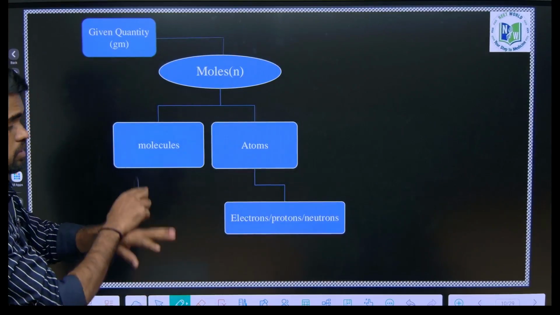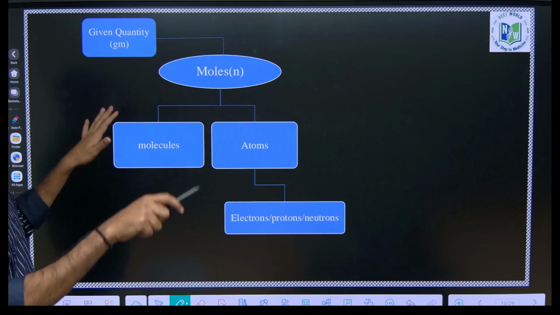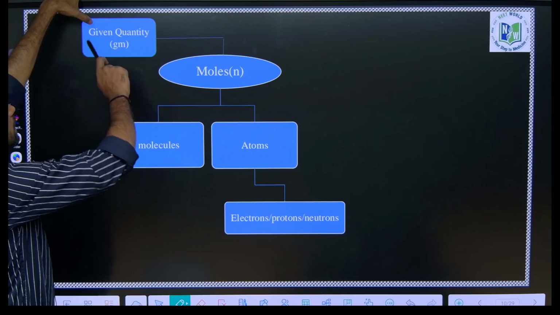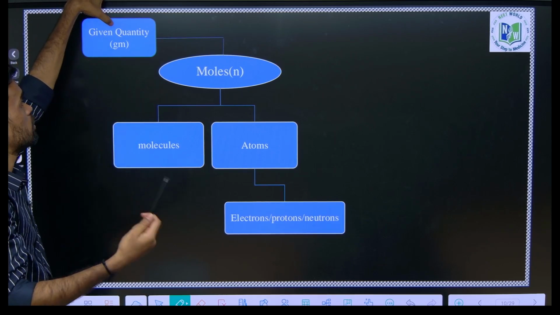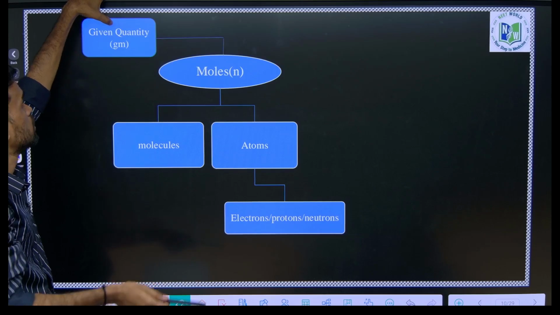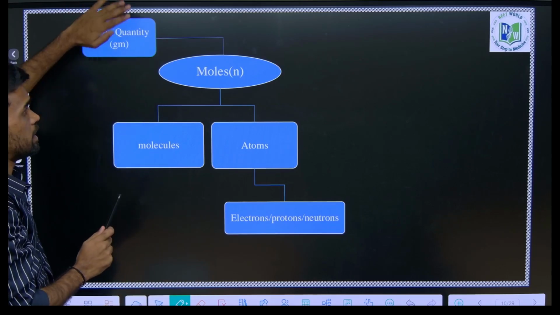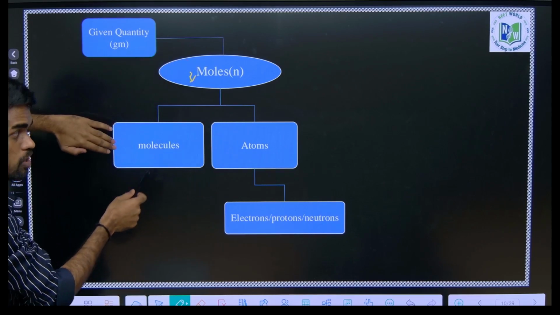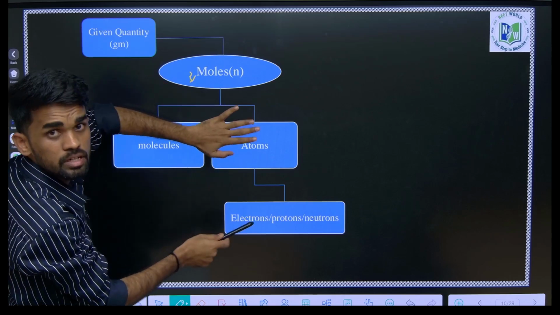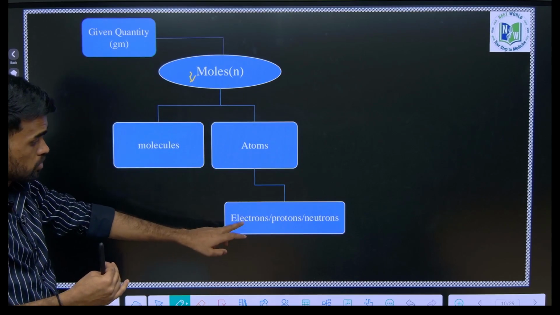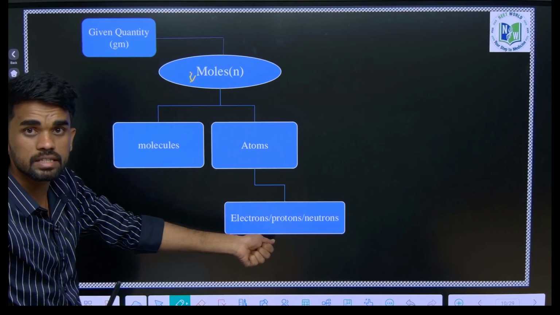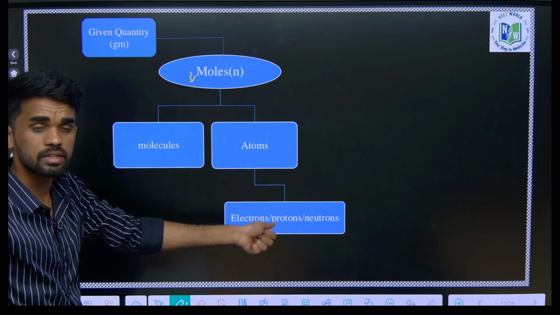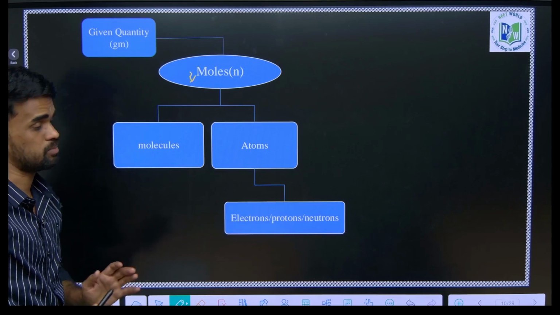Then see, let us generalize, or let us interlink from one form to another. If they give an amount of substance, you can take the given quantity and convert it into number of moles, and you can convert that into number of molecules or number of atoms. If they ask how many electrons are there in total in the particular substance, you can convert that also using the concept. So how do we do it?